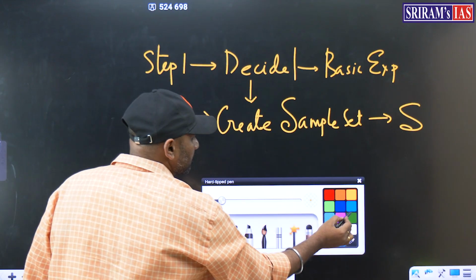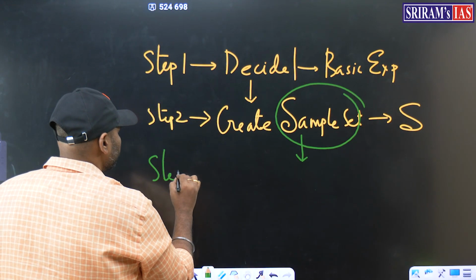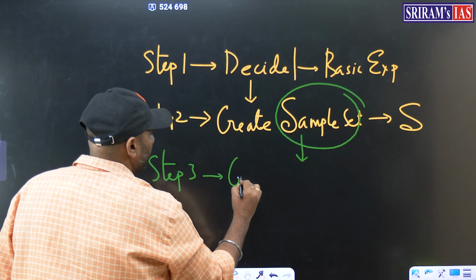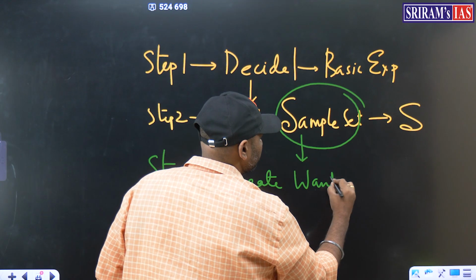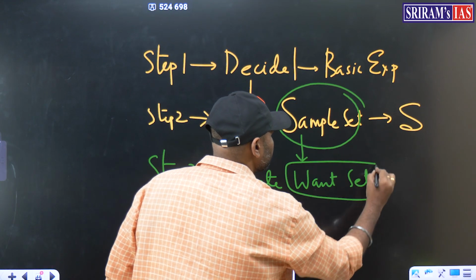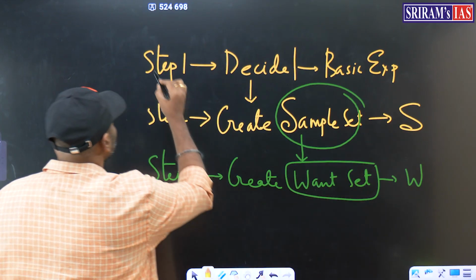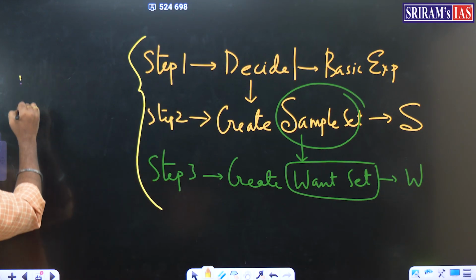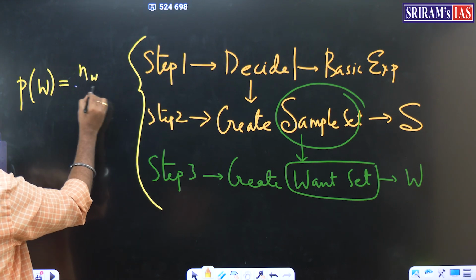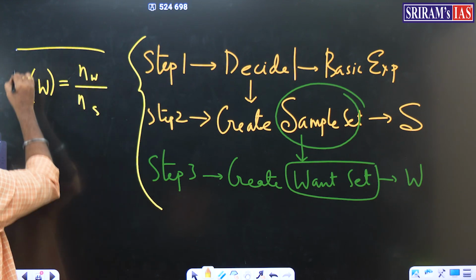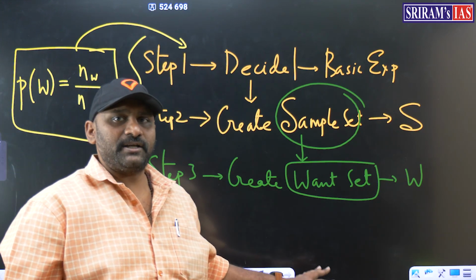Now, after this, from the sample set, step 3, create the want set. What do I want, the want set. And finally, using all these steps, the probability of the want is equal to the number of want outcomes divided by the number of sample space outcomes. For any question, finally, you need to follow these basic steps.